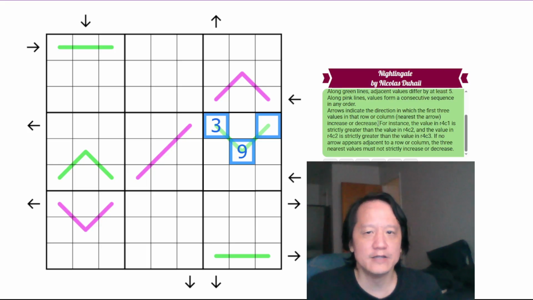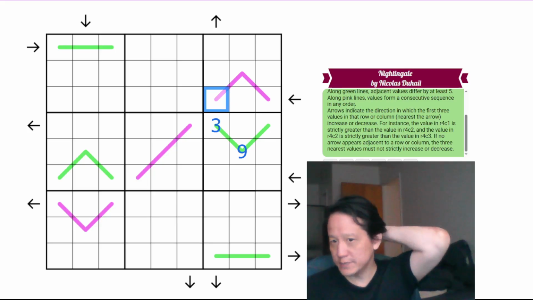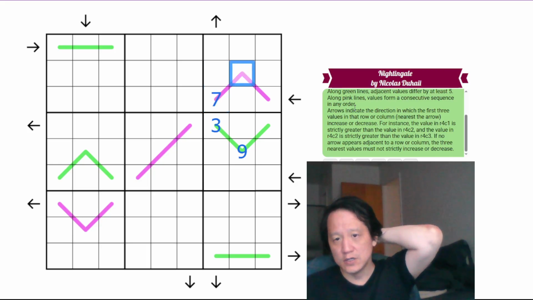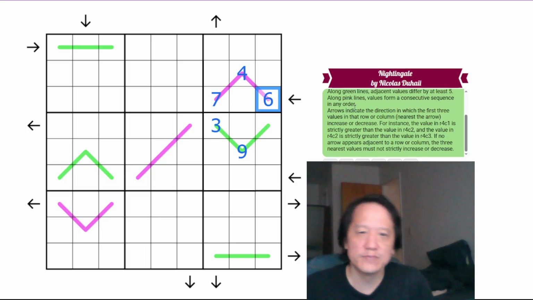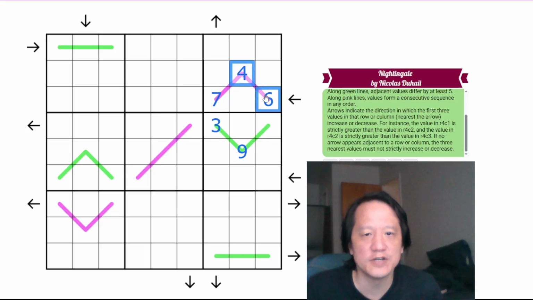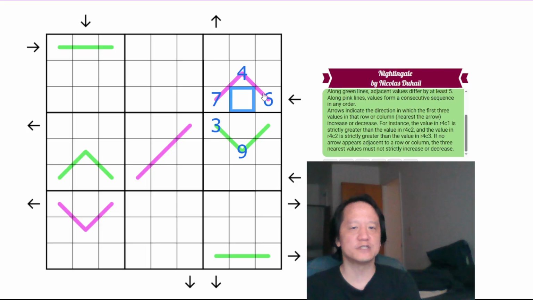Along pink lines, values form a consecutive sequence in any order. So, for example, we could have something like 7, 4 doubled, and 6, because the values are 6, 7, and 8, which form a consecutive sequence in any order. We could not, though, have a 4 regular with 6 and 7, because 4, 6, and 7 does not form a consecutive sequence.